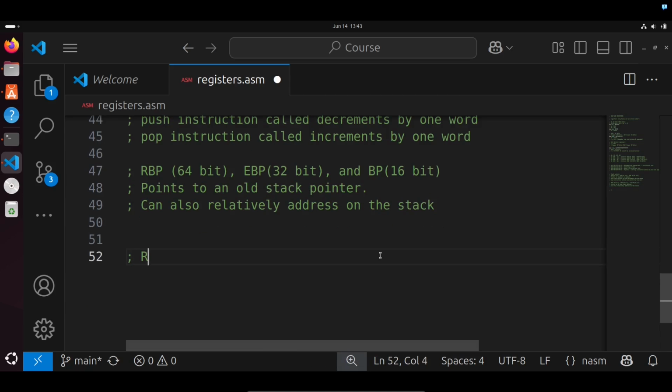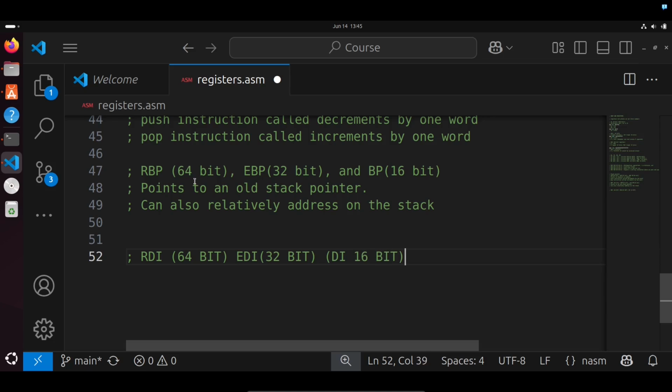You also have the RDI register, and it's used with certain instructions that might read strings from memory and things like that, right? So it's used to store the address of where we might move a large chunk of memory at once, okay? So it's 64-bit, and then we have EDI, that's 32-bit, and then we have DI, that's 16-bit.